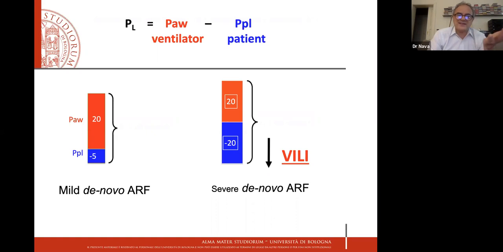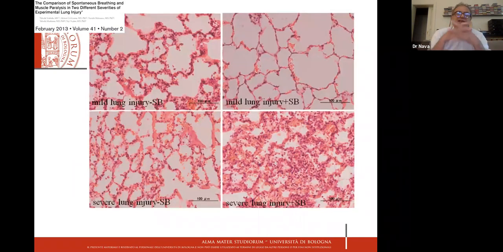But if you face a severe de novo respiratory failure, with the same pressure that you set on the vent, the patient is very likely to perform quite a strong effort. Here I put, to be very schematic, minus 20, and the transpulmonary pressure is obviously much higher than in mild de novo respiratory failure. Well, this may lead to the well-known risk of self-inflicted lung injury.